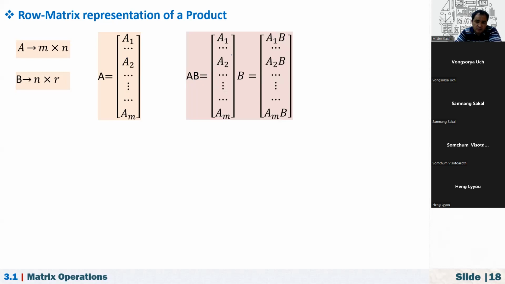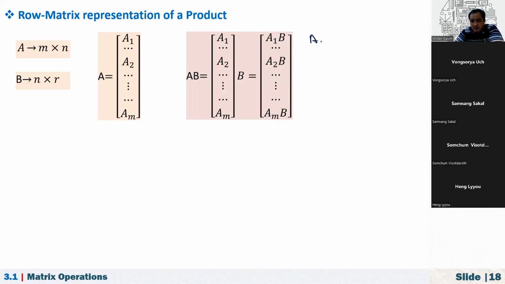We partition A into rows A1, A2, ..., AM, and we multiply this by B. So this product will be equal to A1 times B, A2 times B, ..., AM times B. Does it work? Since A is an M by N matrix, right?